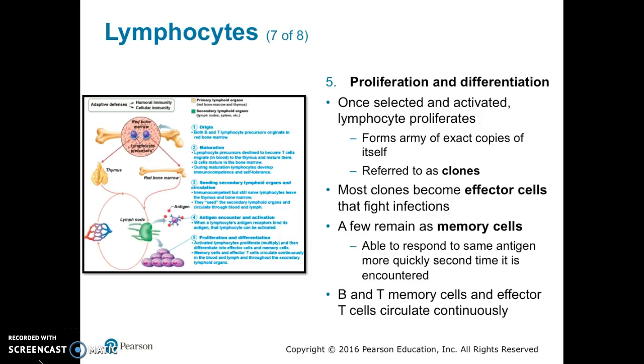Once selected and activated, the lymphocyte proliferates, making exact copies of itself referred to as clones. Most clones become effector cells to fight infection, but a few remain as memory cells. Memory cells enable the body to respond more quickly to the same antigen the second time it's encountered. B and T memory cells and effector T cells circulate continuously.